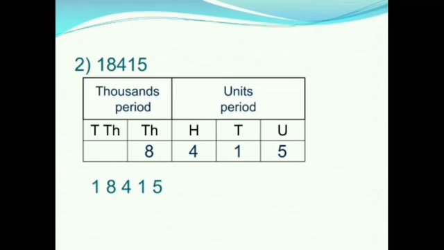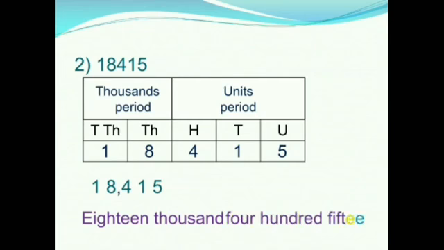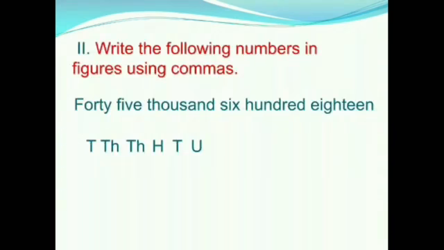Next, the fifth number is 1. Which is the fifth place in place value table? From right to left. Yes, the fifth place is 10,000. So we should write 1 in 10,000's place. Now we will put comma. Comma we will put after each period. This means that the first comma is put after the hundreds digit. In the hundreds place we have 4. So we will put comma after 4. Now we will write it in words. 18,415. Now we will go to second main.